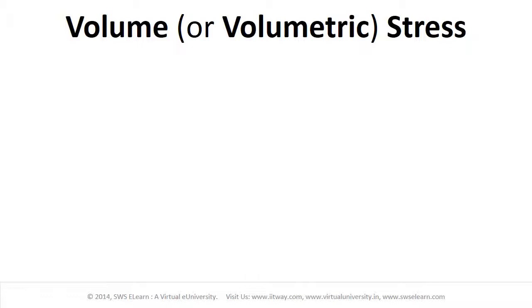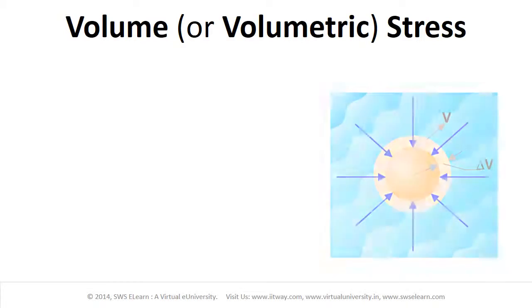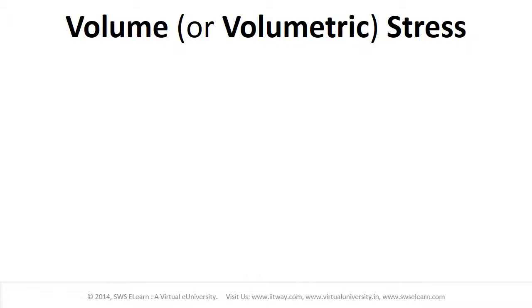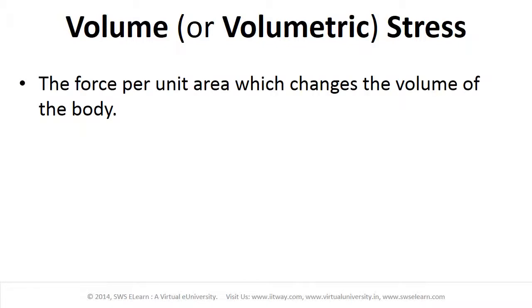Volume or volumetric stress and strain. As shown in the figure, a solid object is placed deep into the fluid. The high pressure is applied to the fluid, which in turn applies uniform pressure on all sides of the solid. The volume stress is defined as the force per unit area which changes the volume of the body.